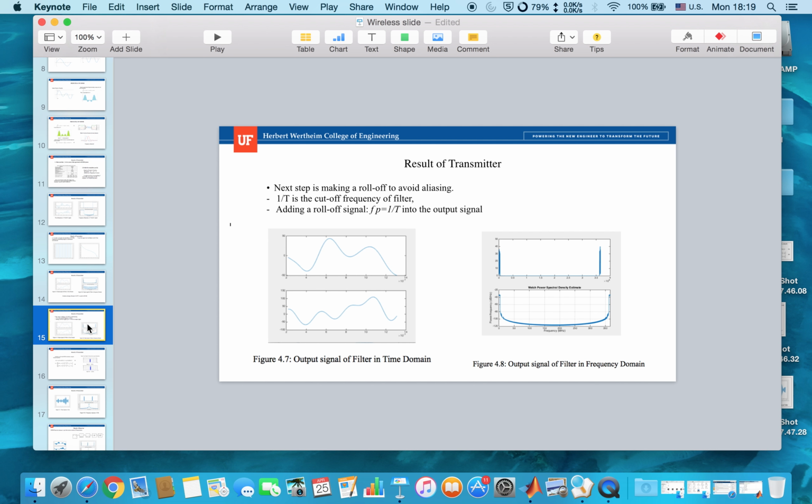So in order to avoid aliasing, we should use a cutoff. So we set 1/T as the cutoff frequency of the filter, and I add the roll-off signal, which is here, into the output signal. So you can see the signal just turns into this. This is the signal in the time domain, and this is the signal in the frequency domain.